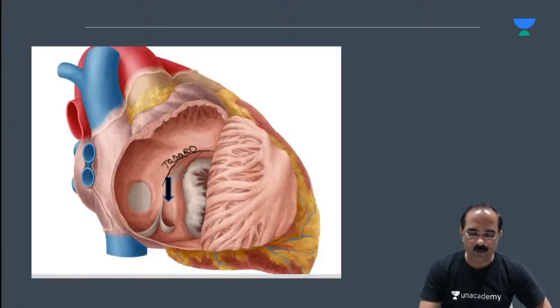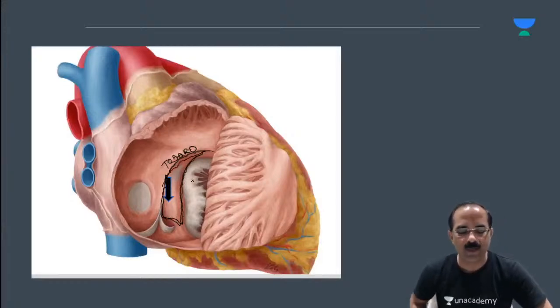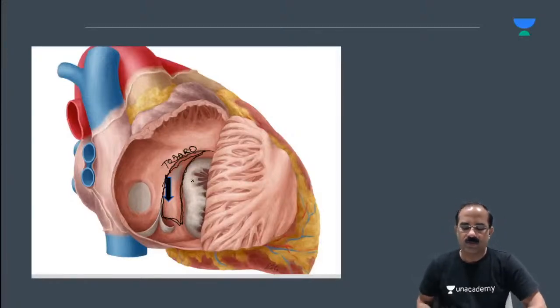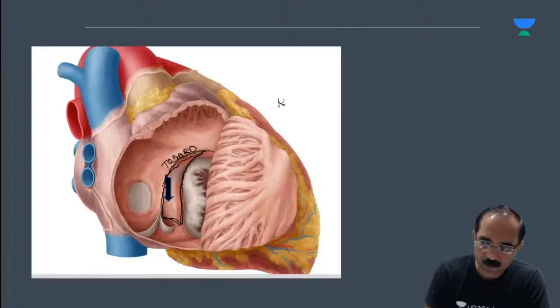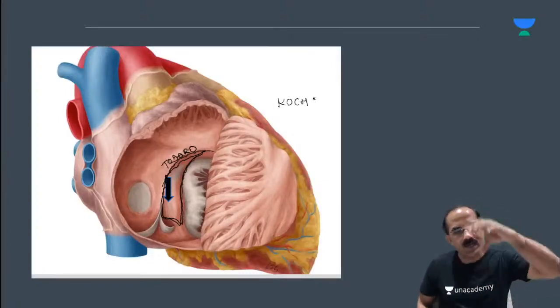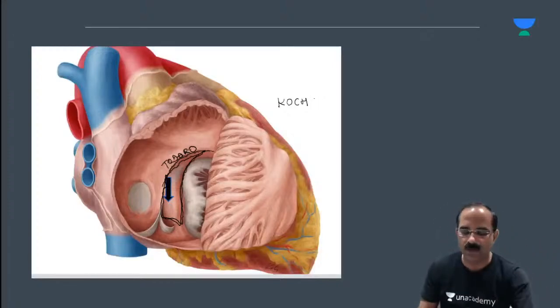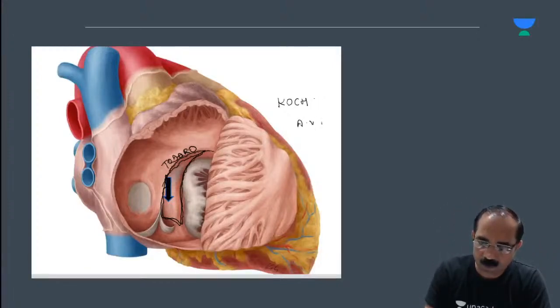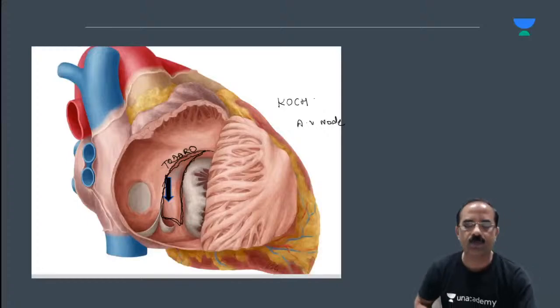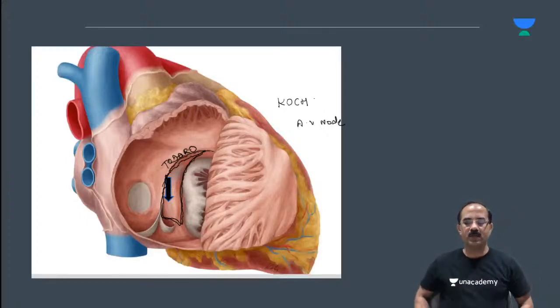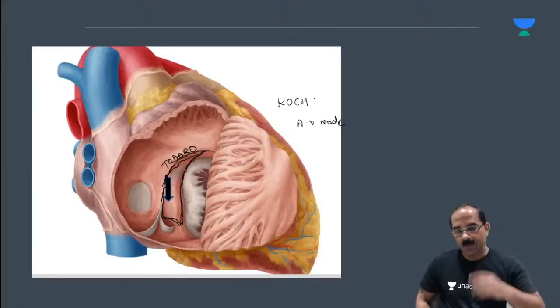So now we get a triangle here. Can anyone identify what this triangle is known as? Students, tell me. This is known as the triangle of Koch. And what lies in this triangle? The AV node lies in this triangle. What are the boundaries of this triangle?